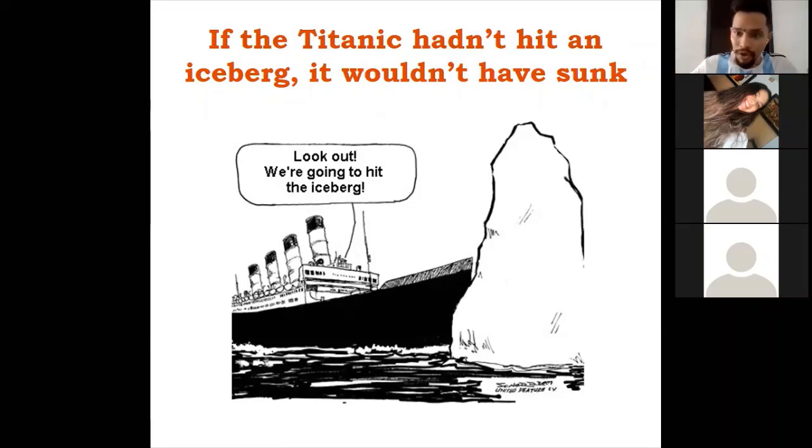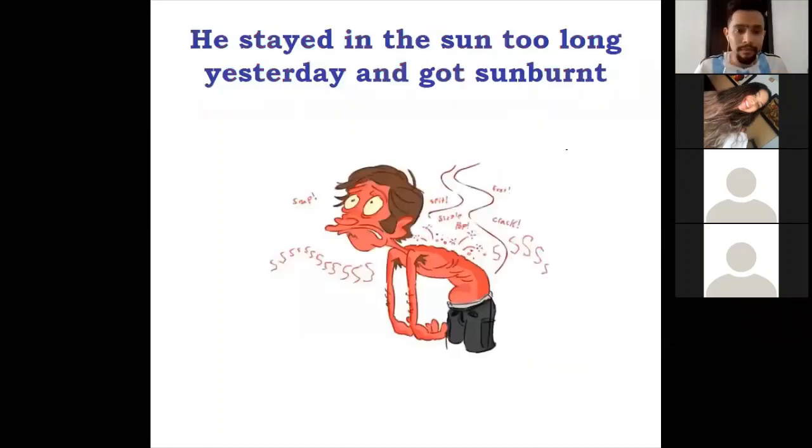So let's move on to the next exercise, and this is the one you are going to do as I did it, right? There you go. Take a look at this man. He went to the beach and he got sunburned. So it says, He stayed in the sun too long yesterday and got sunburned. So, conditional type 3, please.